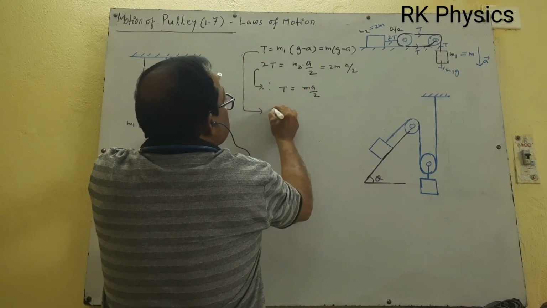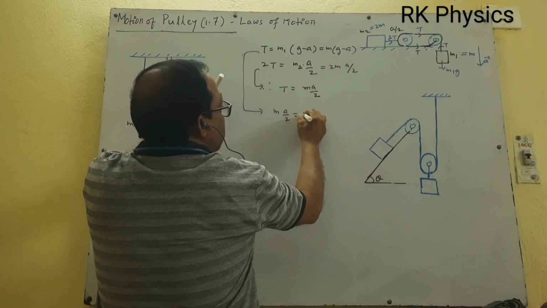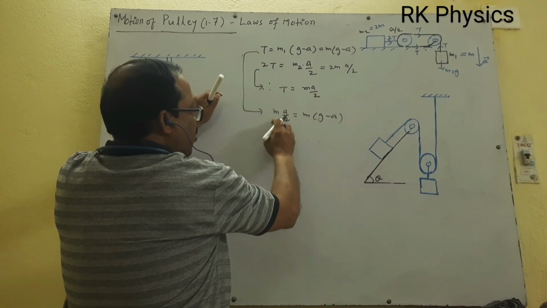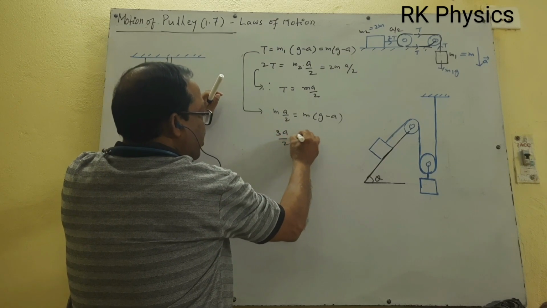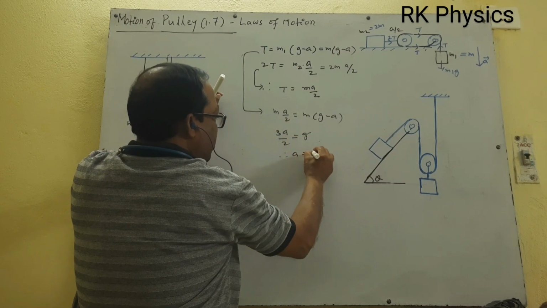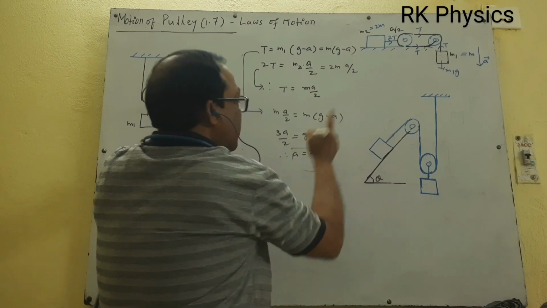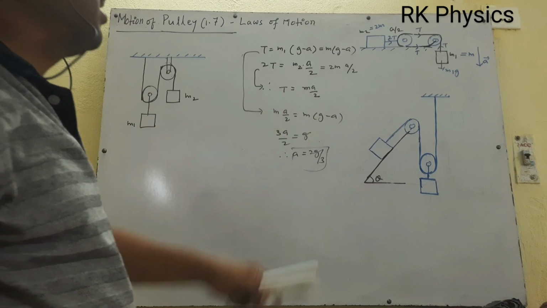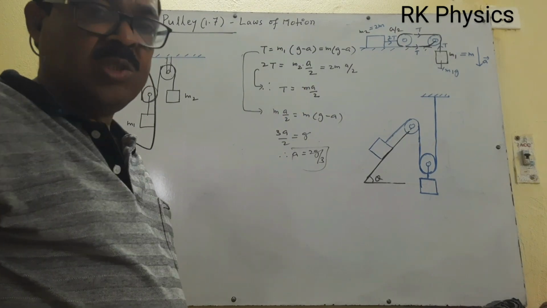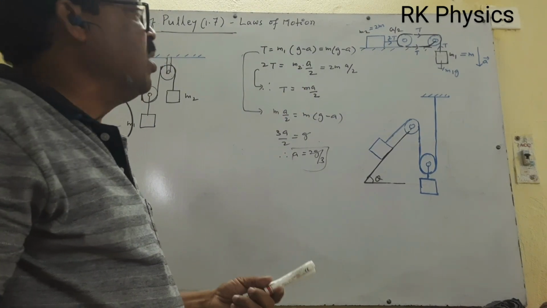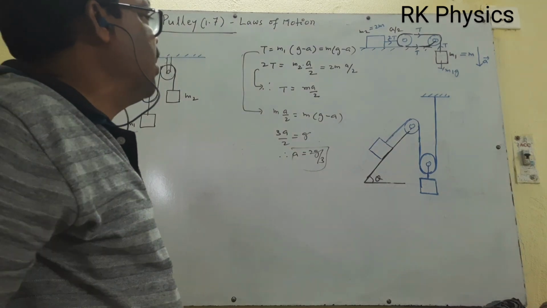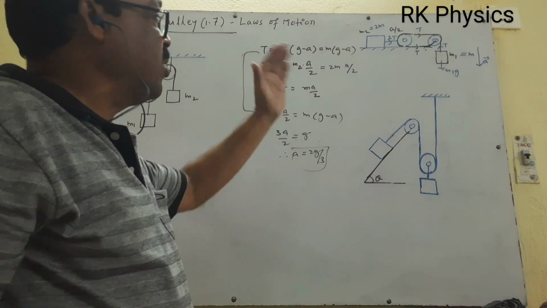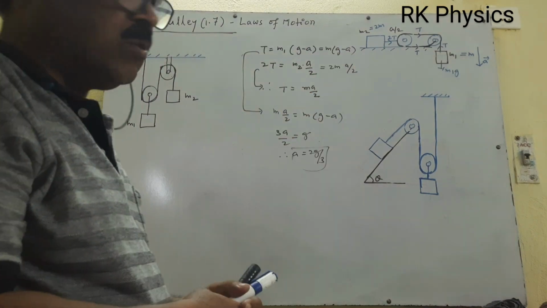Then MA by 2 equals M into (G minus A). M gets cancelled, A comes to this side, 3A by 2 equal to G, so therefore A equal to 2G by 3. So if the acceleration of M1 is 2G by 3, then the acceleration of M2 is G by 3, that is 2G by 3 divided by 2. If you know the acceleration, then in a particular time, say 1 second, you can calculate the distance traveled.